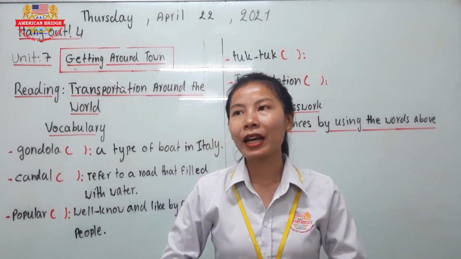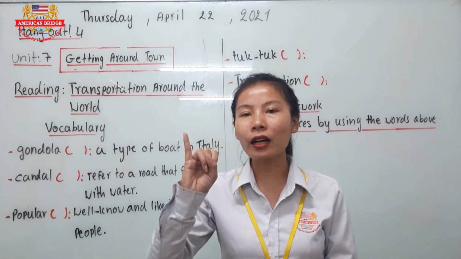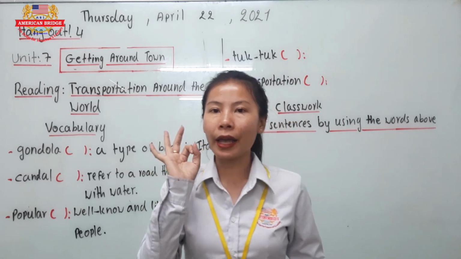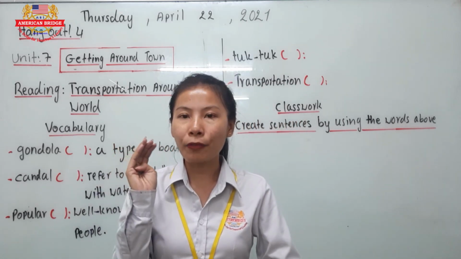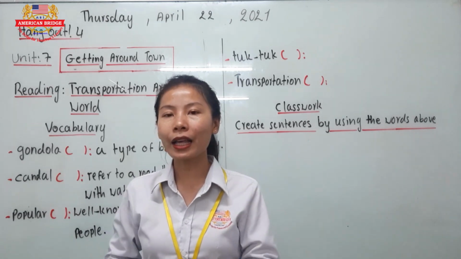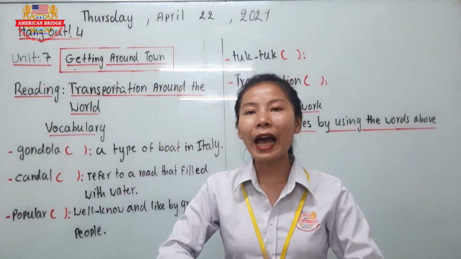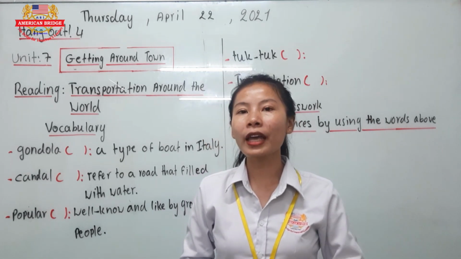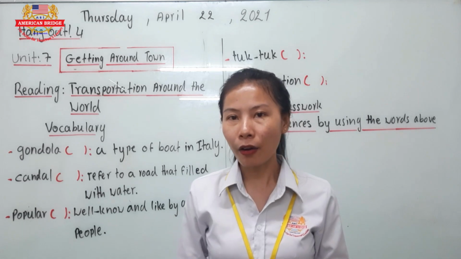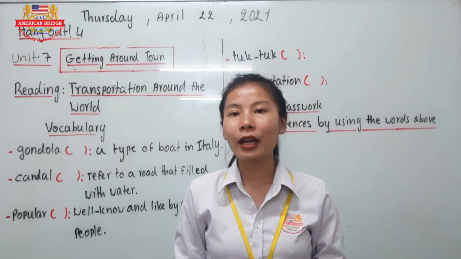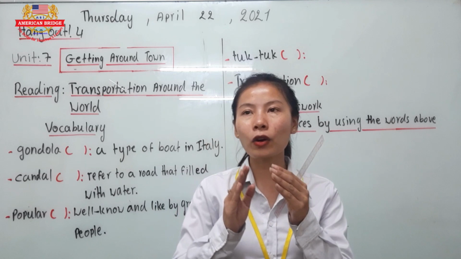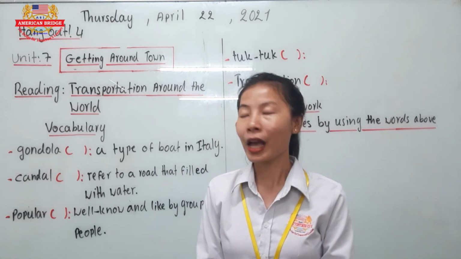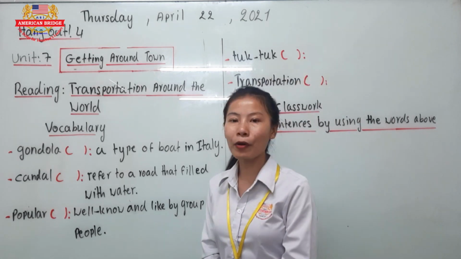For example, you go somewhere by car, by motorbike, by bus, by train, by van, by airplane or helicopter, or by foot. These are what we call transportation. Transportation, we refer to going somewhere by vehicle, right? And we have many kinds of vehicles. So when someone goes somewhere by vehicle, we call it transportation.